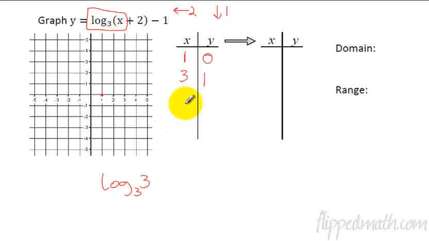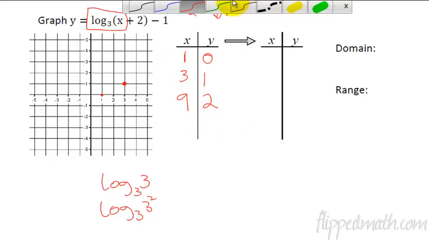Well, what if I did log base 3 of 3 squared? That whole thing would equal 2. So if I plugged in a 9, 3 squared, then it would equal 2. All right, so let's go 3, 1, put a dot. And then 9, 2 is way off the board here, so it's going to be way off to the right. So I won't be able to put that one. Okay, now let's shift it. So now I'm going to go to my blue, and we're going to shift it left 2.